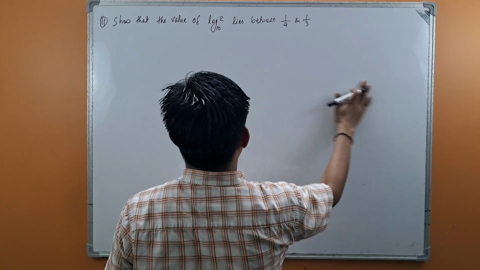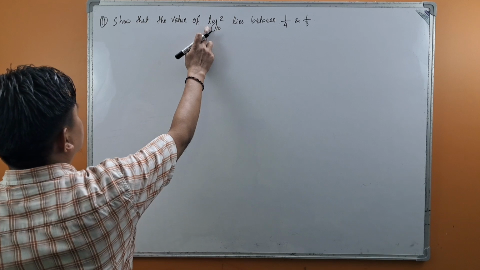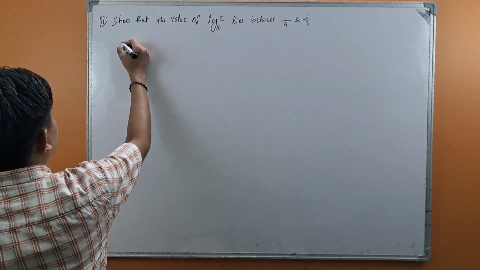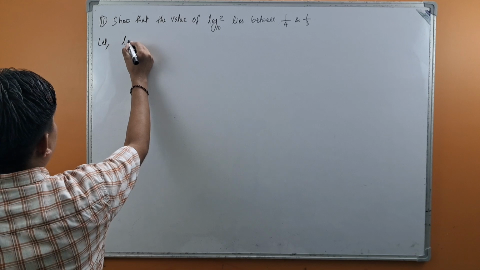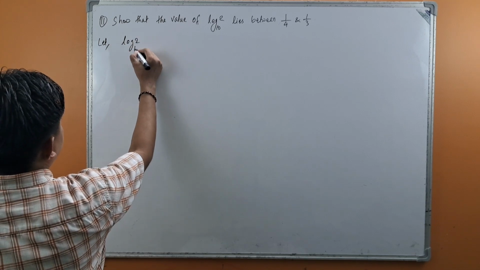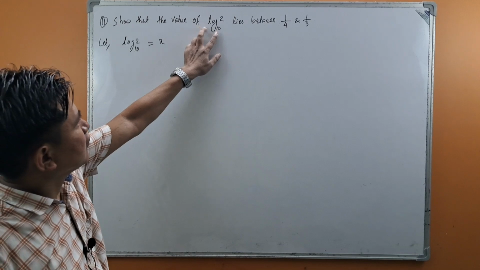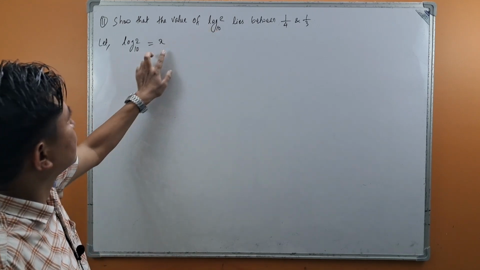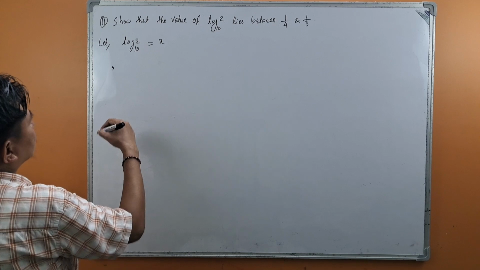So 12 becomes the LCM. Now let us convert this to exponential form. First, let log 2 to the base 10 equal x. I am supposing log 2 to the base 10 is equal to x. Now let us convert this to exponential form.